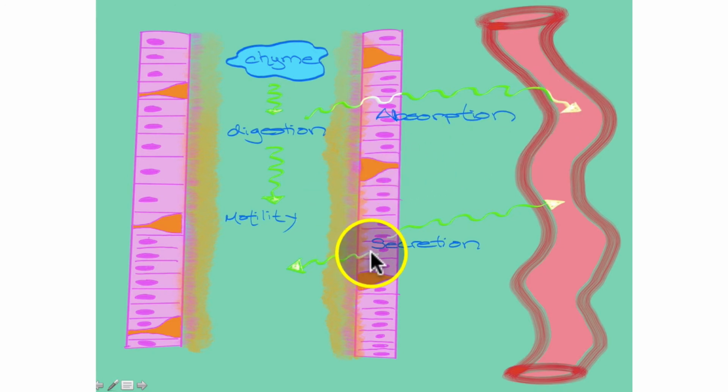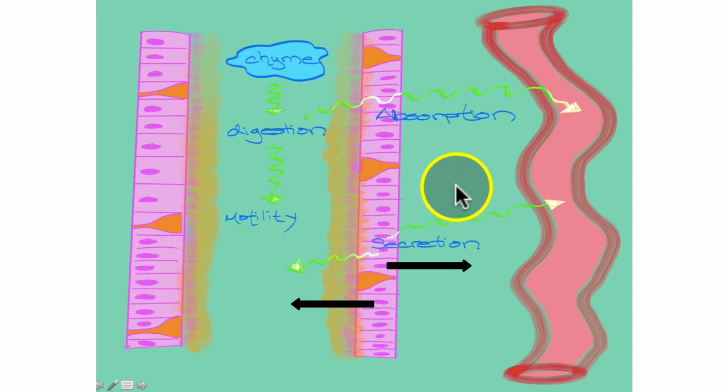Secretion is the movement of products from these epithelial cells either into the lumen, such as the secretion of enzymes, ions, hydrogen ions, signaling molecules into the lumen. Or it could be the secretion of molecules from these epithelial cells into the extracellular fluid. So secretion can move both ways. Absorption is always from the lumen to the bloodstream.